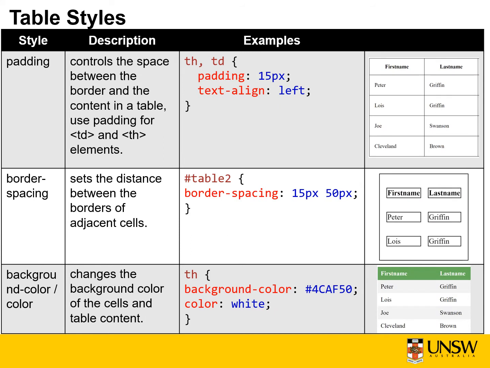The padding property specifies the space between the border and the content in a table. Border spacing is used to set the distance between the borders of adjacent cells. Increasing border spacing will increase the distance between the table cells. Background color and color are used to change the background color of the cells and table content.